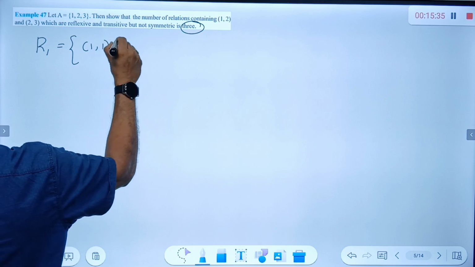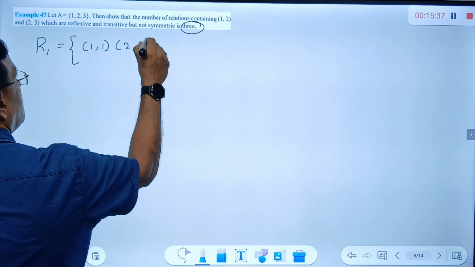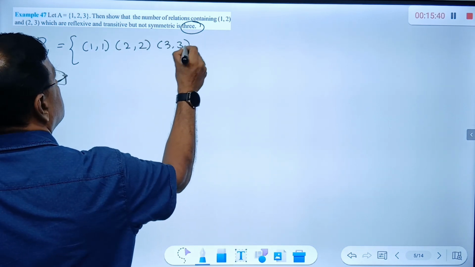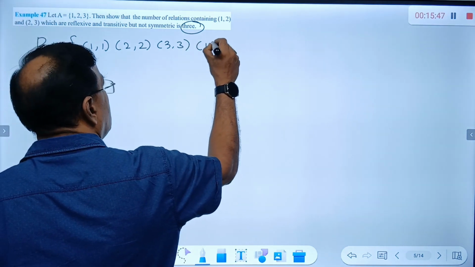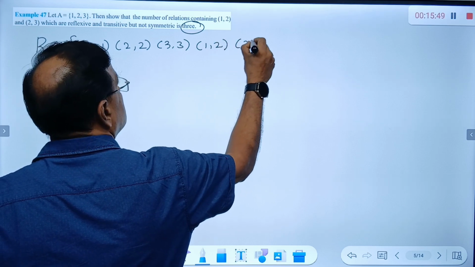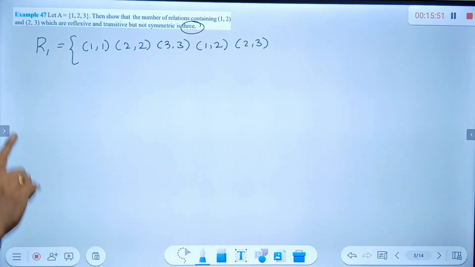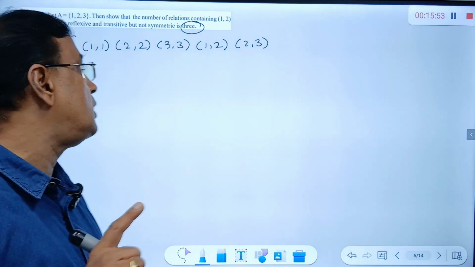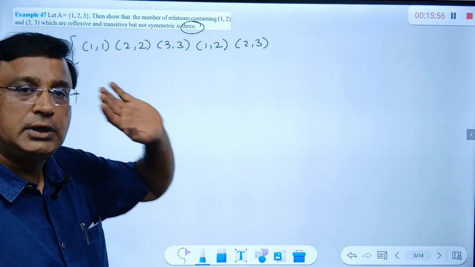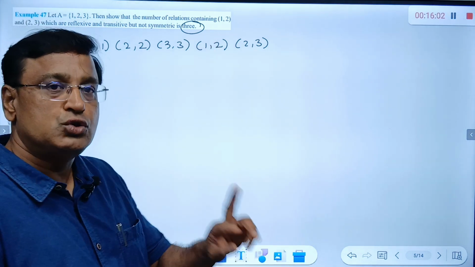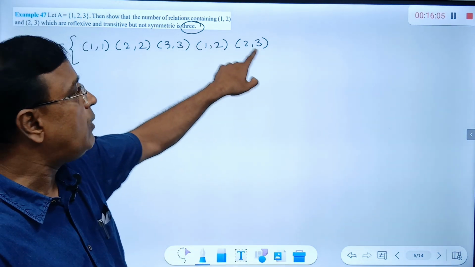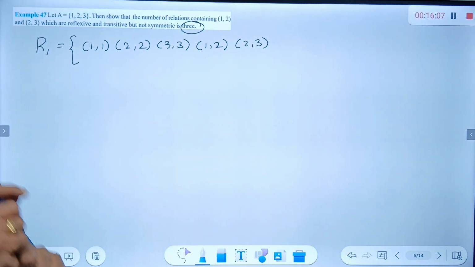Reflexive means definitely it should have (1, 1), (2, 2), and (3, 3). And by the question, it is compulsory to have (1, 2) and (2, 3). Is it reflexive? Yes, it is reflexive. Is it symmetric? Definitely it is not symmetric, because (1, 2) is there, so you should have (2, 1). Since (2, 1) is not there, it is definitely not symmetric.